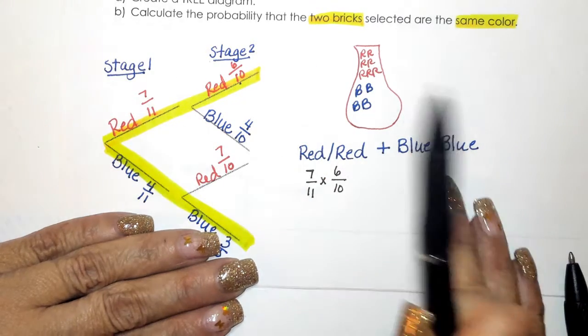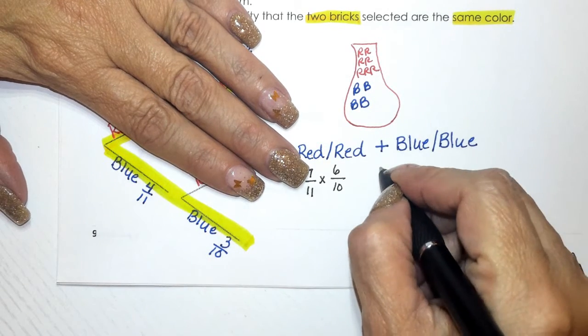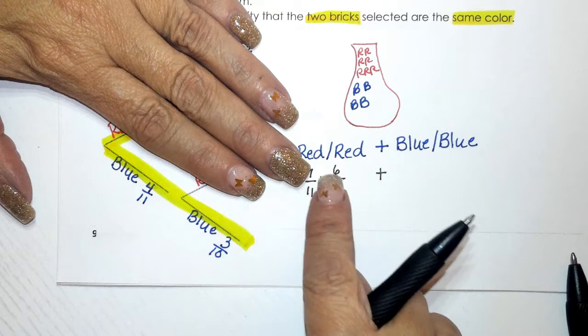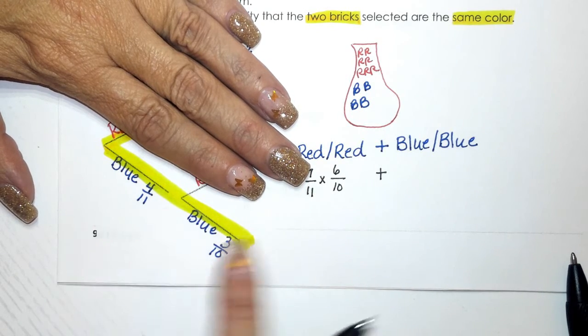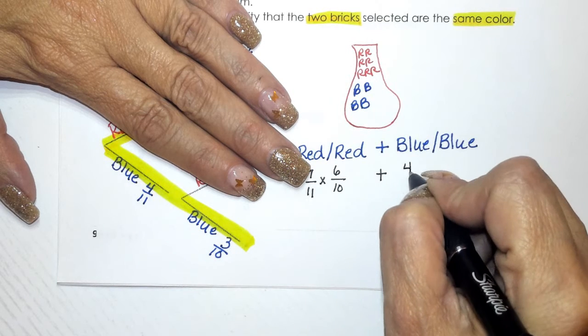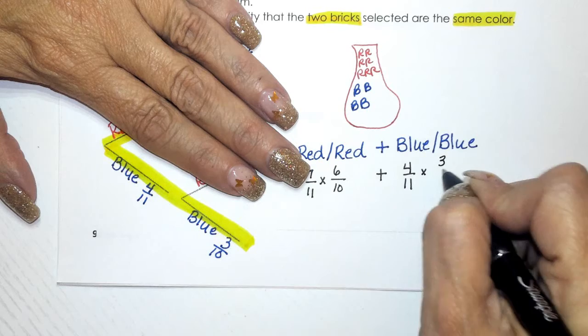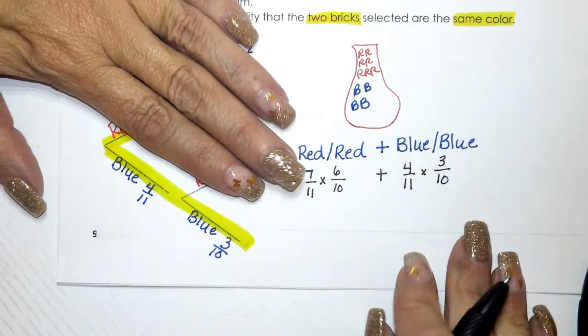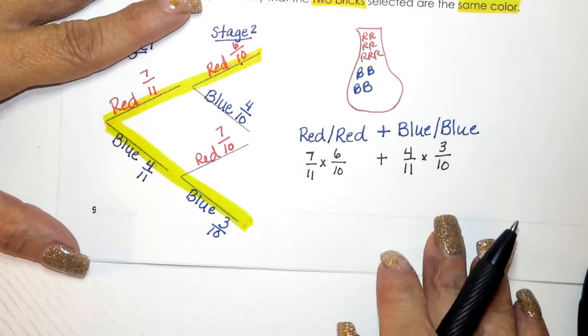Now, a whole different probability is blue, blue. So I want to say plus. This is the probability of blue, blue. We're going to multiply up the ladder here, up the tree diagram. 4 out of 11 times 3 out of 10. There's my probability, red, red, plus the probability of blue, blue.